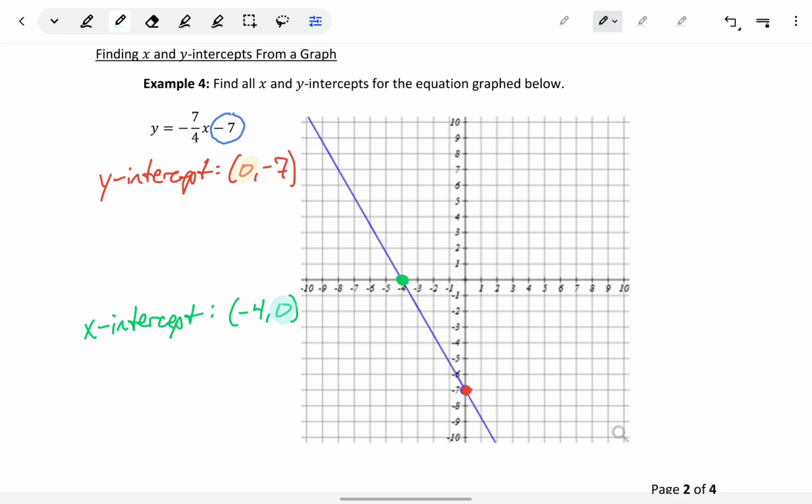But if we're given a graph, again, we just need to identify the points where that line crosses either the x or y axis.